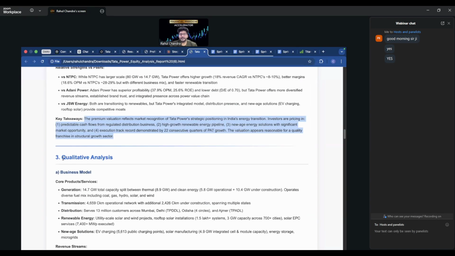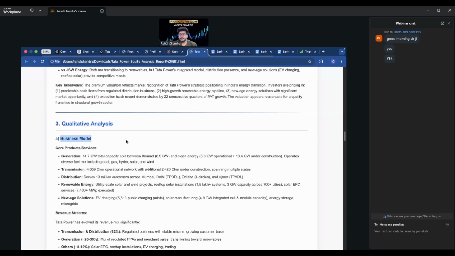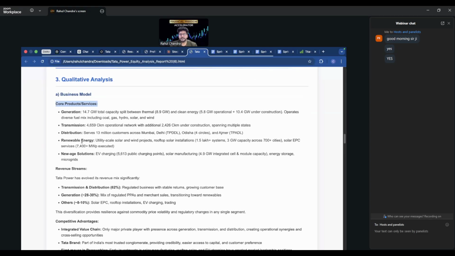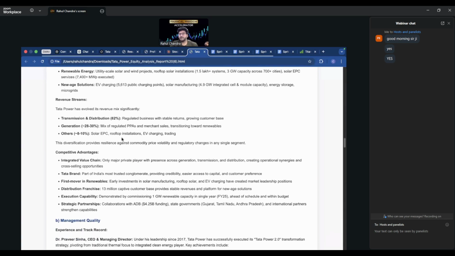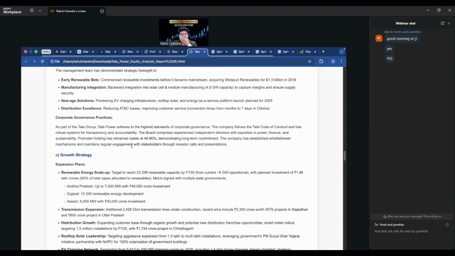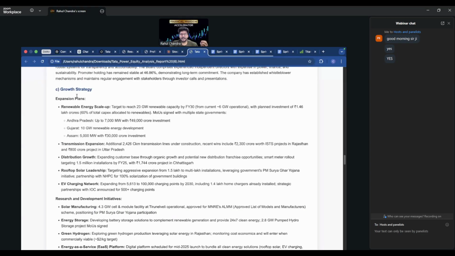And not only quantitative, it looks at the qualitative angles as well. What is the business model? What are the core products and services? Generation, transmission, distribution, renewable energy, new age solutions. How does Tata Power make money? If you want to value a company, you need to know how it is making money. What are its competitive advantages? What is management's quality? A lot of people, you hear any of these Damanis, RDRs, they will talk about the quality of management a lot. So it does your management analysis for you.